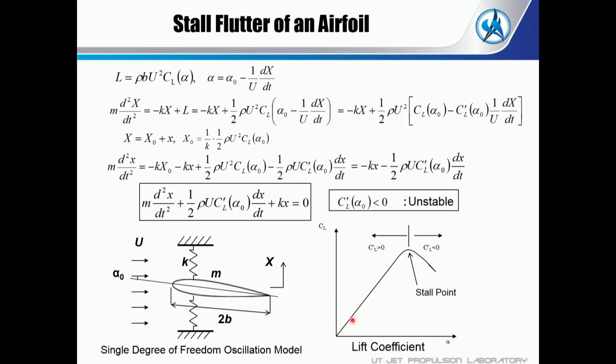Now, this is a normal, unstalled case, but this is the stall point, and over the stall point the gradient of this curve is negative. So this is an unstable region of this oscillation system. So flutter occurs in this region. This flutter is directly connected to the stall, so this kind of flutter is called stall flutter. It's a very simple case.